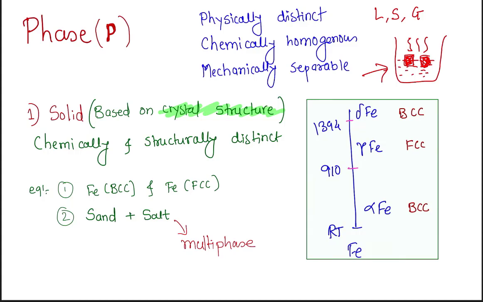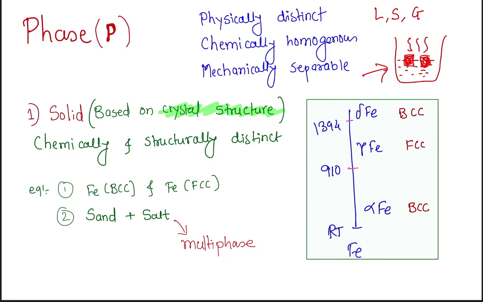Similarly, it should be chemically homogeneous. So here liquid is homogeneous, solid is also homogeneous, and vapor is also homogeneous. And the third thing is that it should be mechanically separable. You can see that we can easily take out the vapors or easily take out the solid from the liquid. That's why we call this a phase.